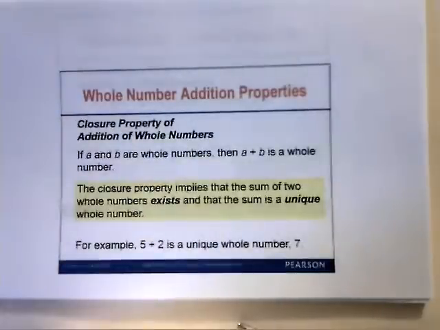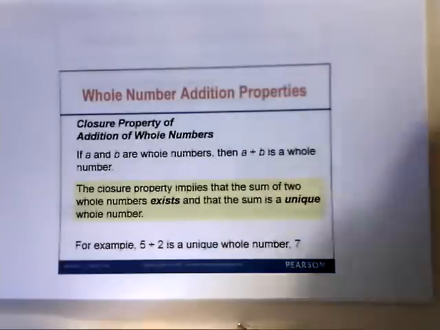Okay, let's look at some whole number addition properties. One of them is the closure property of addition of whole numbers. Let's say if A and B are whole numbers, then A plus B is a whole number. And what the closure property implies is that the sum of two whole numbers exists and that the sum is a unique whole number. In other words, if we have 5 plus 2, you're going to get 7. And that's a unique whole number because 5 plus 2 can only equal 7.